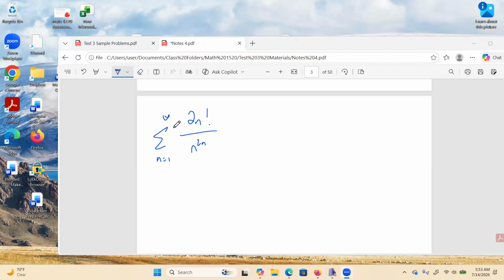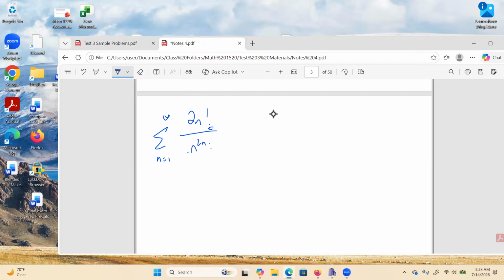So here we have the summation from n goes from 1 to infinity of (2n)! over n to the 2n. All right, now we have to test for convergence. On one side, I would say the root test might not be too bad because we've got an n to the 2n up here. But as soon as you see this factorial, it almost screams at you, use the ratio test, okay?